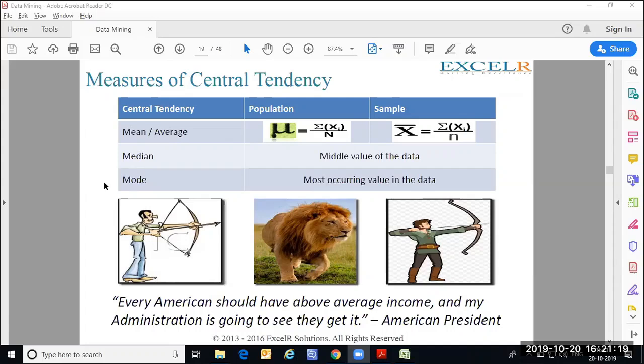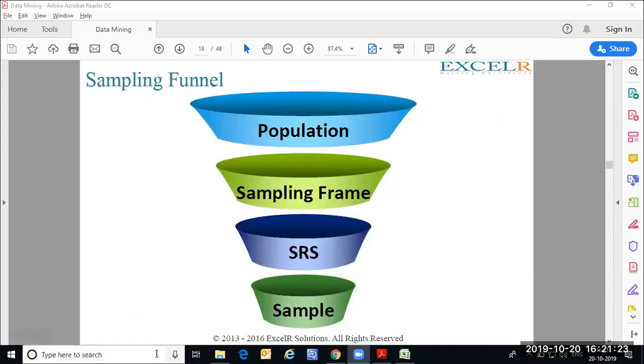Okay. If you take the complete population of the people, the previous sampling funnel example that we have taken, if you think that about 1 million people are staying in that locality, whom you would like to target by opening a store, so the complete data of this 1 million becomes your population data.